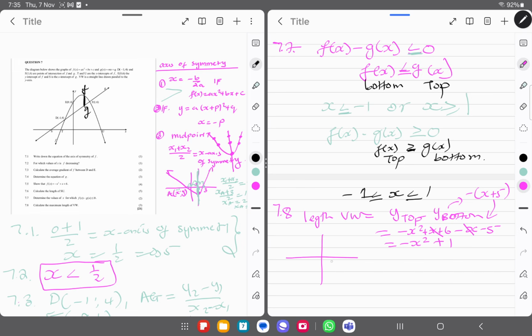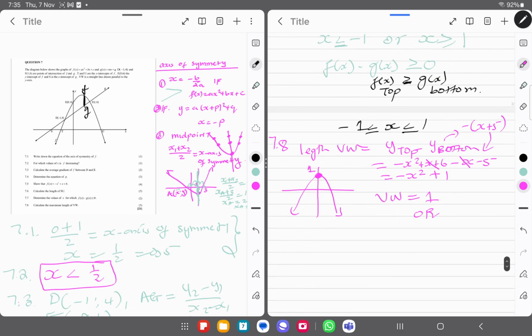This graph looks something like this. The turning point, I think, is one. It's a negative graph, so the maximum length VW will then be 1. Or others could have said, for maximum, we're talking about the turning point. Also minimum is the turning point. So if it's a negative graph, it will have the maximum. If it's a positive graph, it will have the minimum.